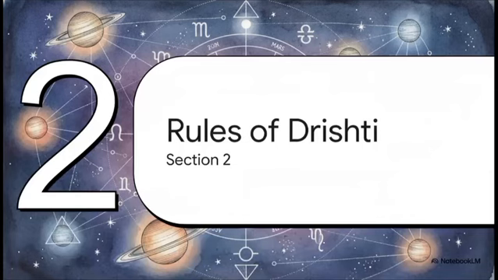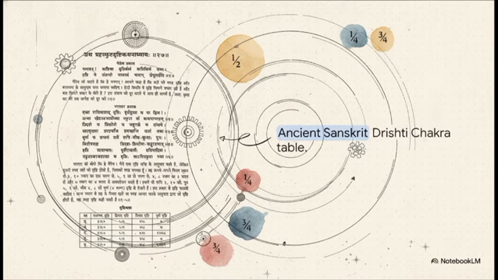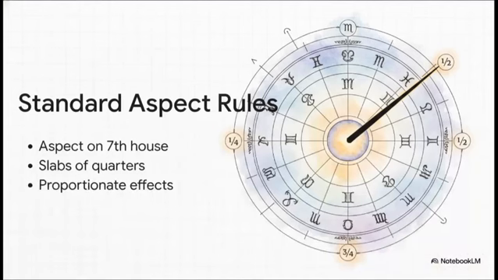Section 2. General Rules of Drishti. Now, before we get into the wild mathematical exceptions for Saturn and Mars, we really need to nail down the baseline rules of planetary sight. The ancient tabular format of the Drishti chakra from our source text brilliantly illustrates exactly how the sages mapped out aspectual strength. It wasn't just a simple on or off switch, it was measured in very specific fractions and quarters. So the standard rules dictate that all planets project a full 100% aspect onto the 7th house from where they sit. But for the other houses, the aspects increase gradually in these slabs of quarters: 1/4, 1/2, 3/4, and full.